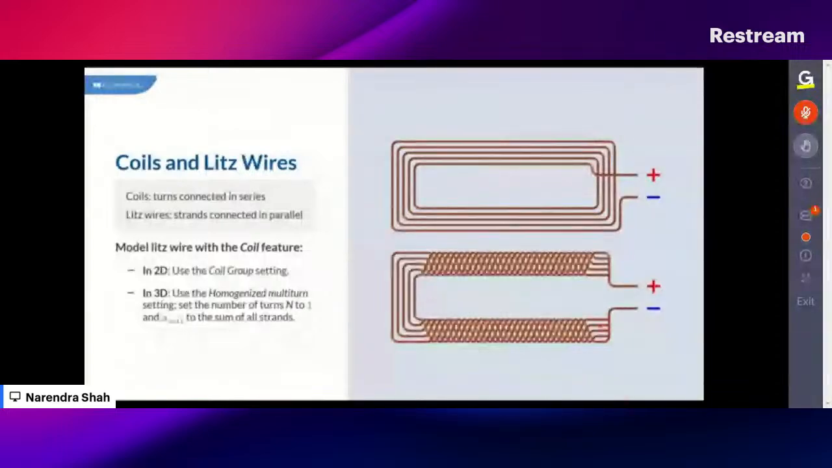Like I was saying, it is used in high frequency transformers, in power converters for electric trains in the context of the railway industry, and also in other applications. There are methods available to model these. With the homogeneous multi-turn setting, you can set the number of turns to 1, equal to the sum of all the strands, the sum of the cross section. So this is the functionality for modeling the Litz coil.